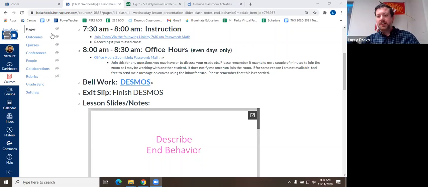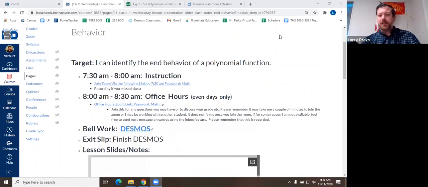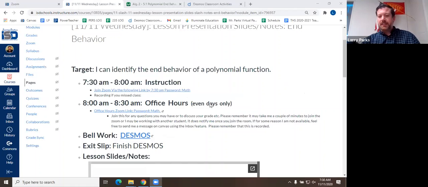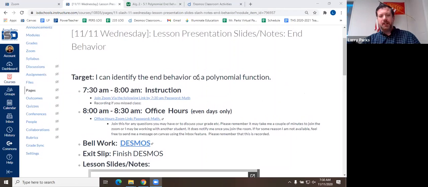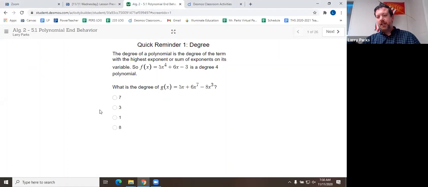Today, we're going to start the new unit. And the unit is, I can identify the end behavior of a polynomial function. So starting off, I thought it would be a good idea to go to Desmos. And so if you click on Desmos, it'll take you here. And I just want to make sure that you guys review some of these skills that are here.